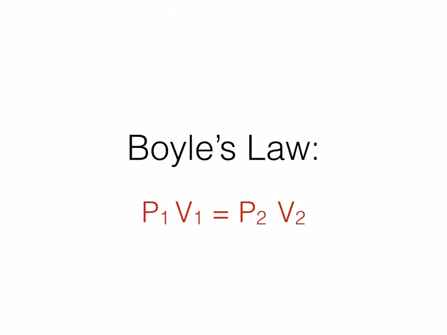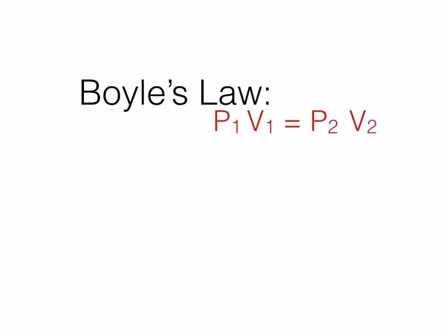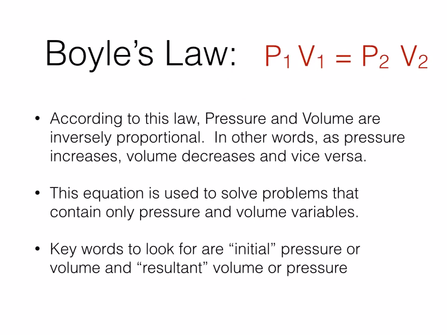equation. We know that it involves pressure and it involves volume. According to Boyle's law, the pressure and the volume are inversely proportional. What this means is that as the pressure increases, the volume is going to decrease. And if the volume increases, pressure will decrease. So this equation is very important to us, especially when we only have two variables.